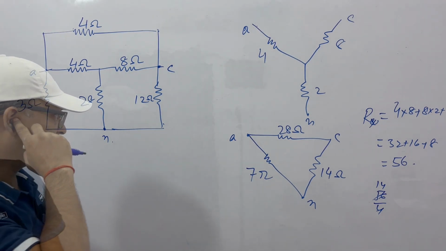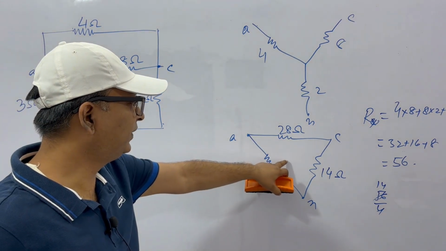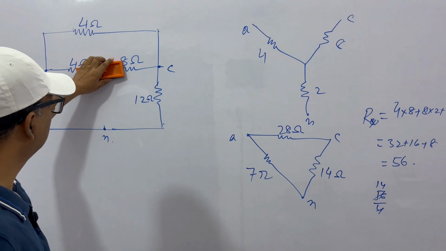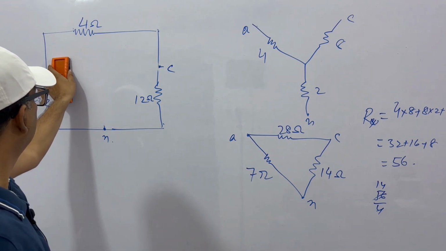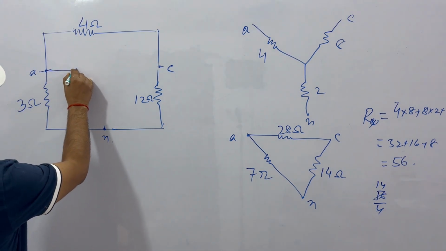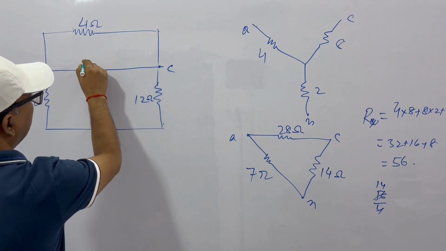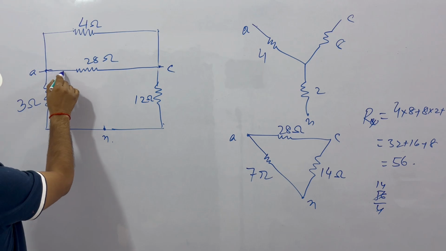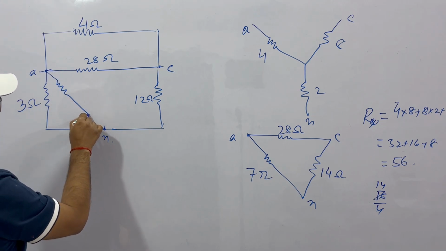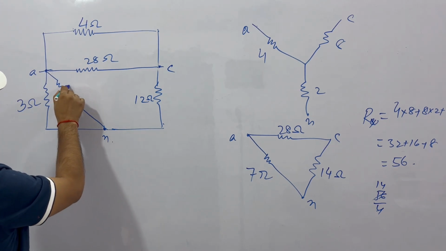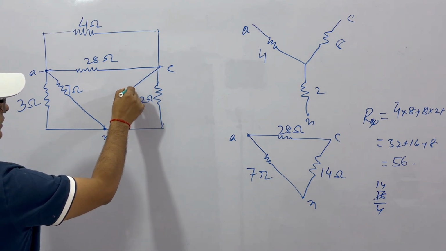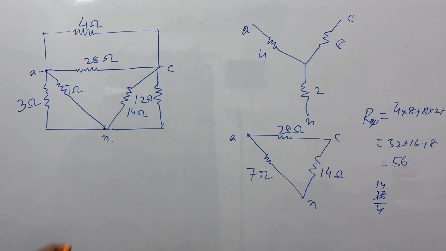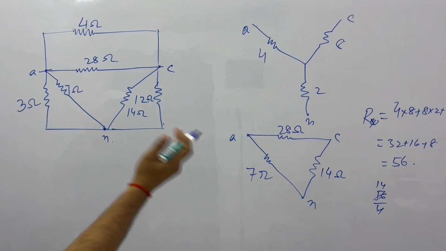Okay. Now let's fit this combination here. Now we have a 28 ohm resistance here. Then between this and this, we have 7 ohms. And this, 14 ohms. Okay. We have converted star to delta.